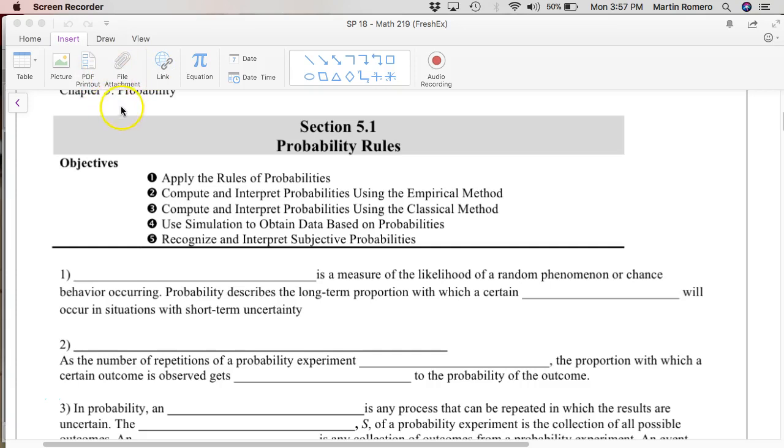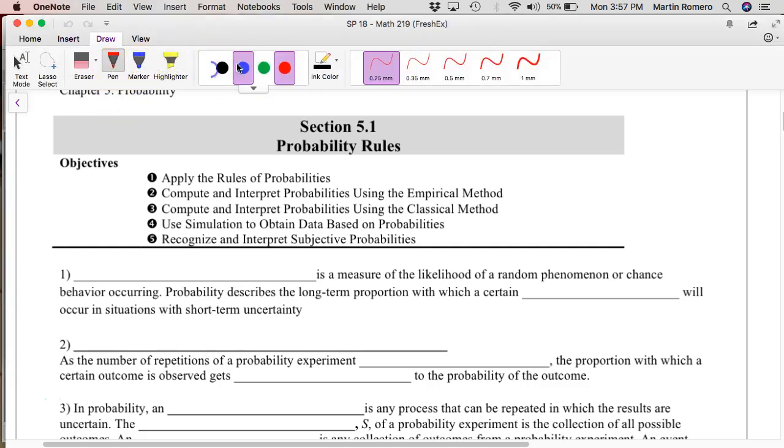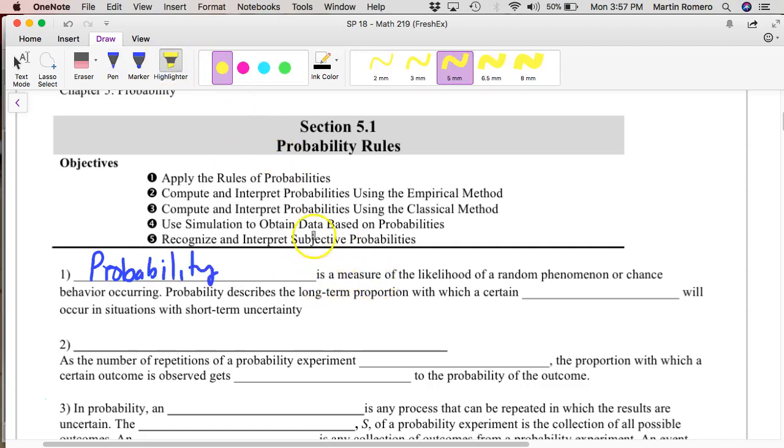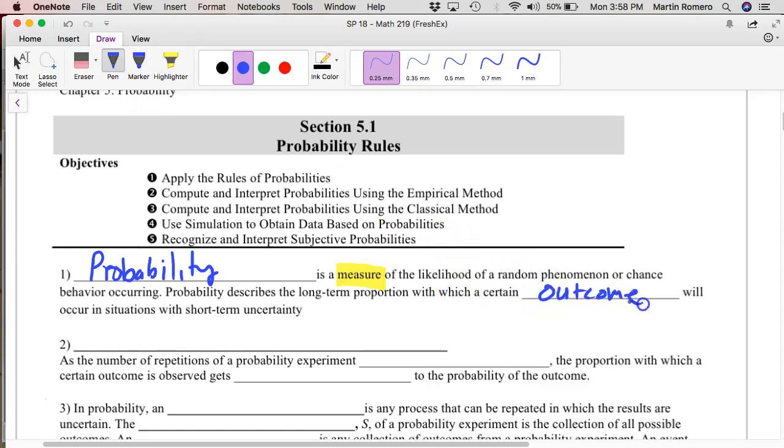So the first thing we want to introduce to you is the term probability. What is that? Probability is a measure. It's a way of us describing the likelihood of some event happening, and specific likelihood of a random phenomenon or chance behavior occurring. Probability describes the long-term proportion with which a certain outcome will occur in situations with short-term uncertainty.